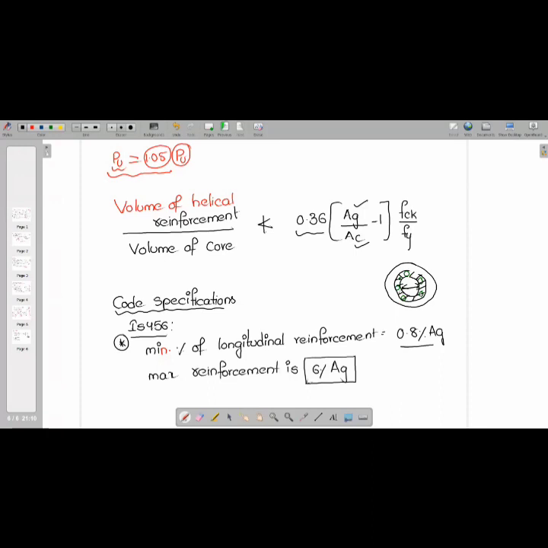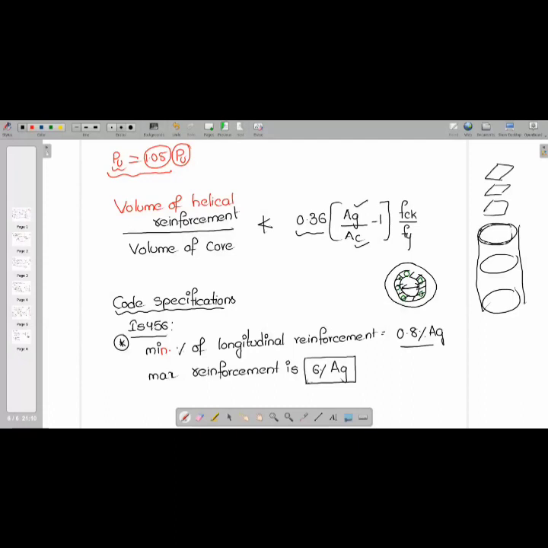Tanvir, that is also a very good question. Students, if you take a column, most people will go with rectangular or square stirrups, because there is no proper skilled labor. But what does helical reinforcement mean?